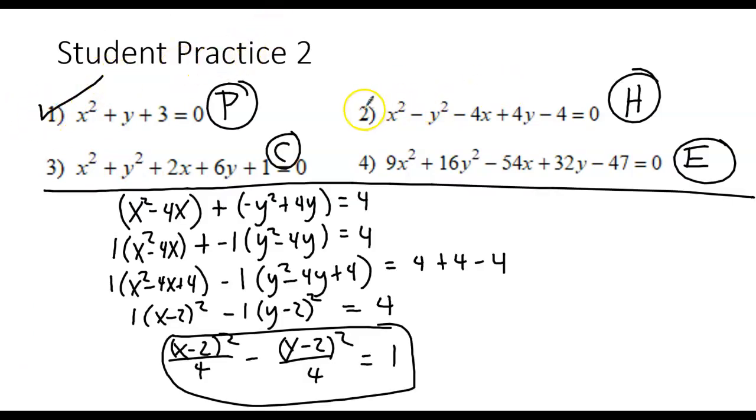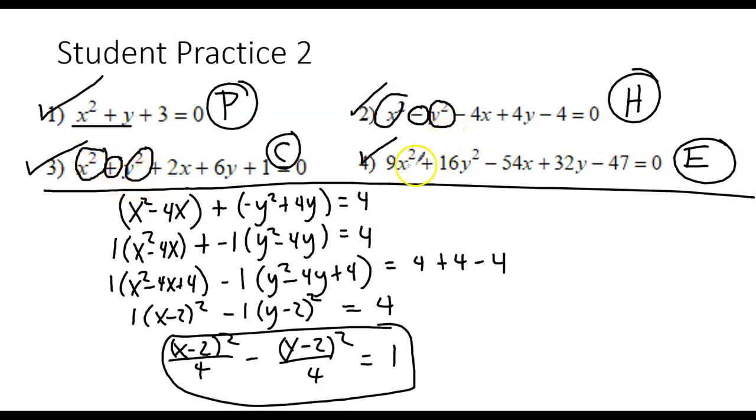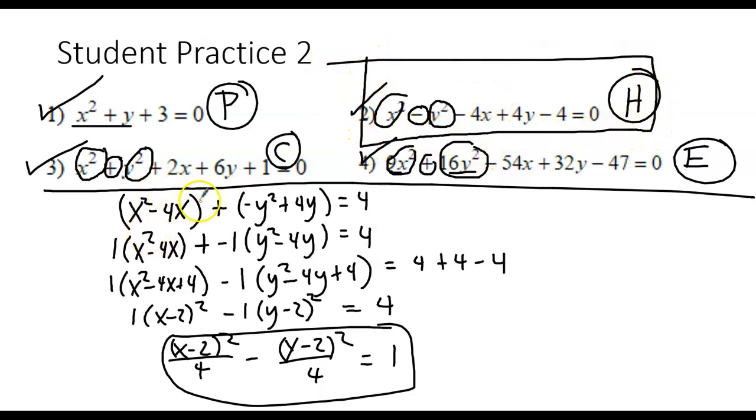Number 1 was a parabola, number 2 was the hyperbola, number 3 was the circle, and number 4 was the ellipse. Number 1 was a parabola because there was only one variable being squared. Number 2 was the hyperbola because there's an x squared and a y squared, and there's a negative between them. Number 3 was a circle because there's an x squared and a y squared with a plus between them, and they have the same coefficients. Whereas number 4 is the ellipse because we have an x squared, a y squared with a plus, but they have different coefficients. Okay, so we decided that we were going to transform the hyperbola, and so here's the steps.